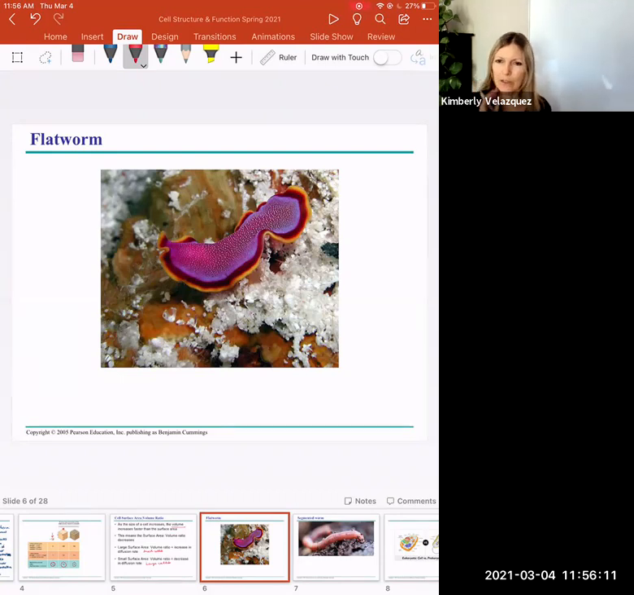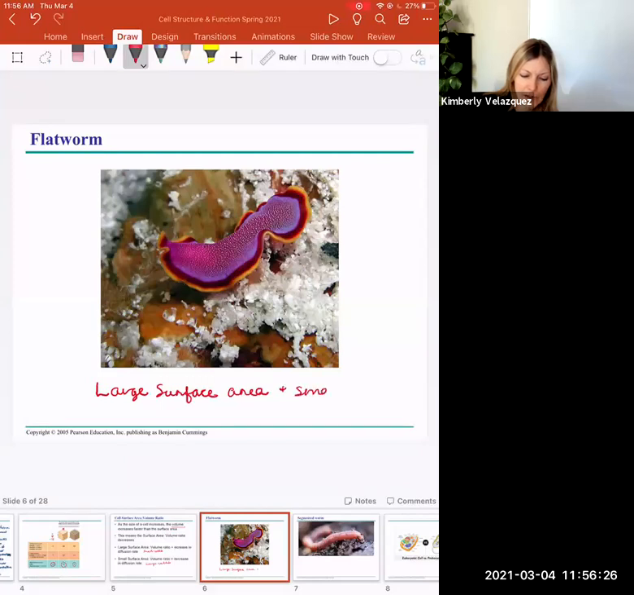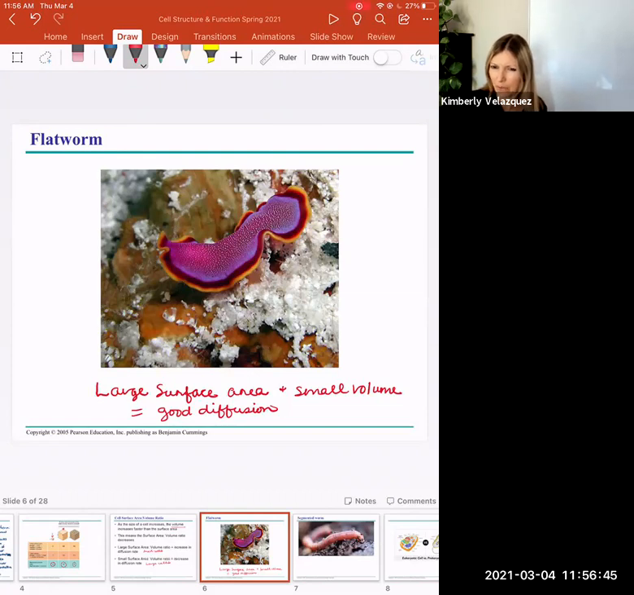So this worm has a large surface area, as you can see in the picture, a relatively large surface area and small volume. And that equals good diffusion. Materials are going to be able to move around more easily through this organism. These organisms cannot get fat. They can't get a big volume. They have to be flat in order to be efficient.